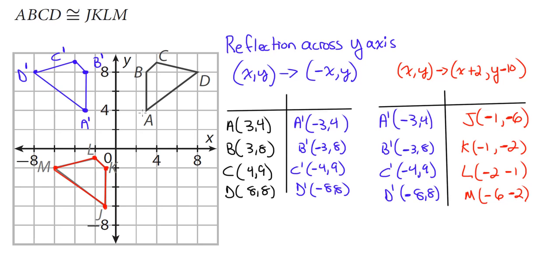So our series of rigid motions was a reflection across the y-axis, followed by a translation of (x + 2, y - 10).